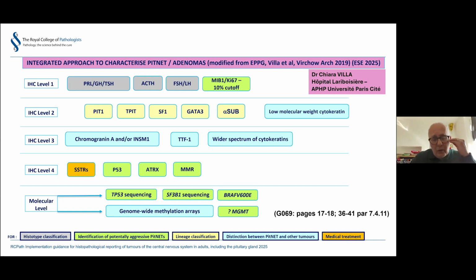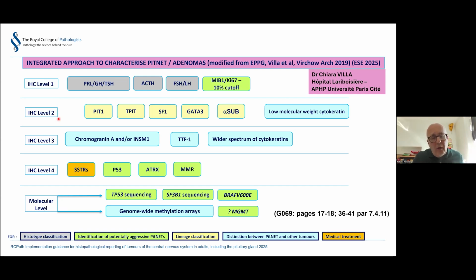The problem with a reduced panel is that it tends to be confirmatory of the clinical phenotype. If a patient is acromegalic, you do GH, you confirm it, but it doesn't actually identify and subclassify the pituitary tumor as it is. The introduction of pituitary transcription factors has been quite game-changing. The classification based on hormones alone is not the conclusive way of stratifying these tumors. It's actually identifying a lot of entities with mixed phenotypes.